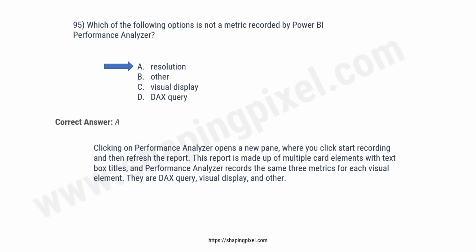Clicking on Performance Analyzer opens a new pane where you click Start Recording and then refresh the report. This report is made up of multiple card elements with text box titles, and Performance Analyzer records the same three metrics for each visual element. They are DAX query, visual display, and other.